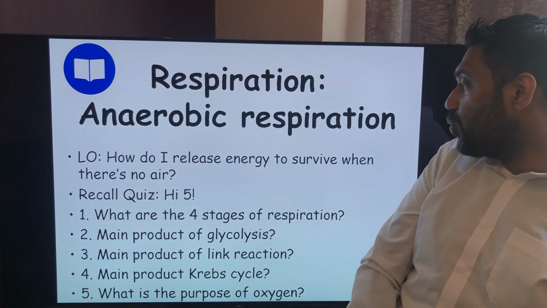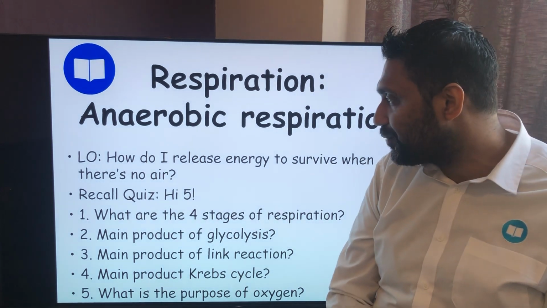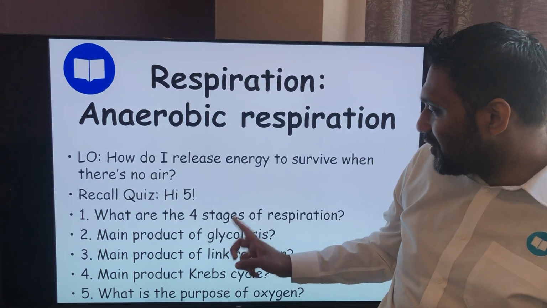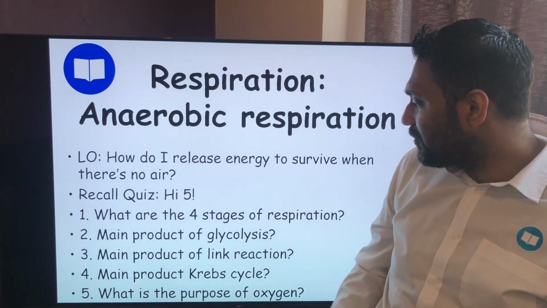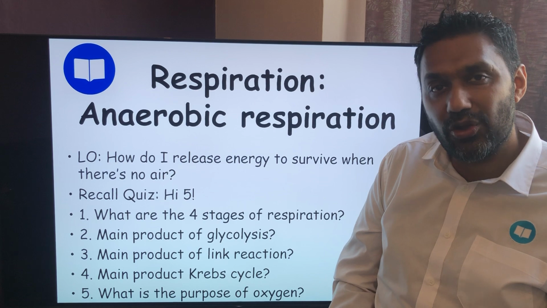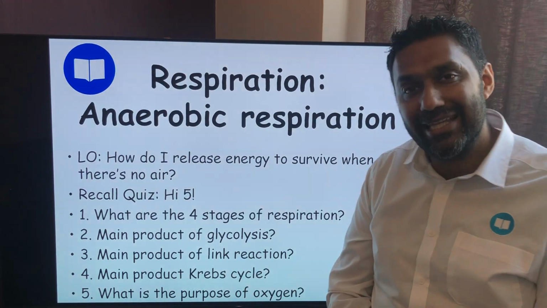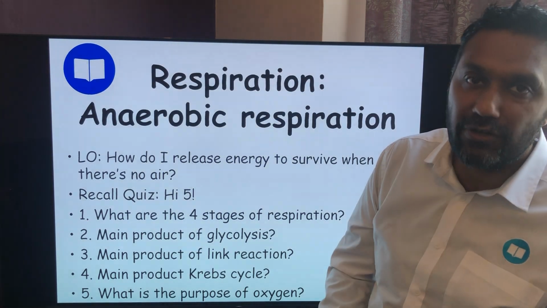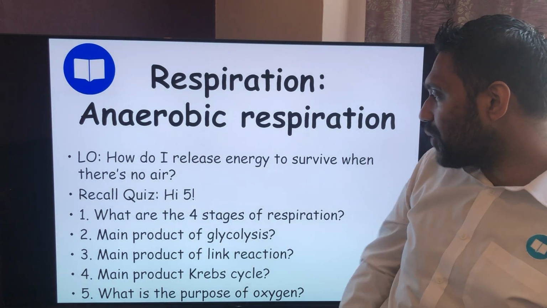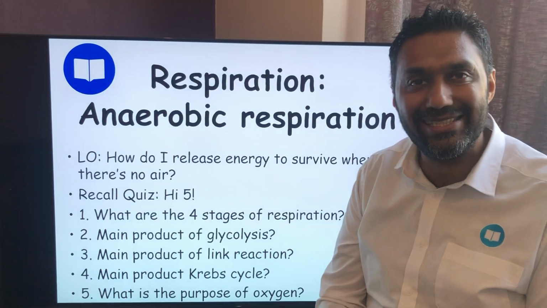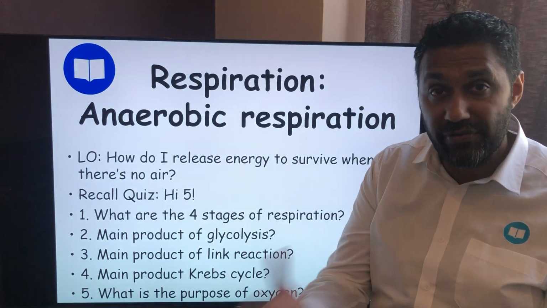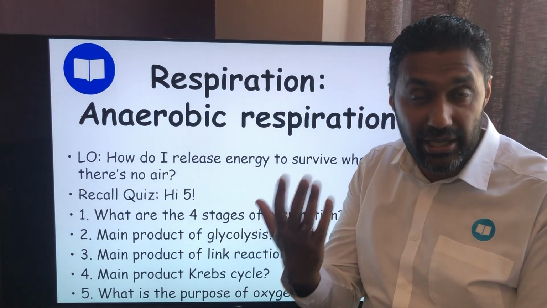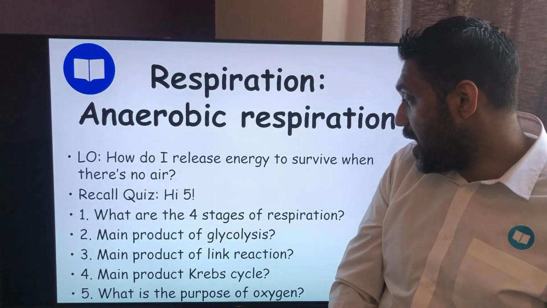So number 1, what are the 4 stages of respiration? Well, we've already mentioned some here. There's the answers. Right, you got glycolysis, you got the link reaction, you got the Krebs cycle, and the last one is the electron transport chain, also known as oxidative phosphorylation. That's question 1. Number 2, the main product of glycolysis is pyruvate. Pyruvate is the end product of that, but you do get other things. You get some reduced NAD, you get some ATP out of it as well.